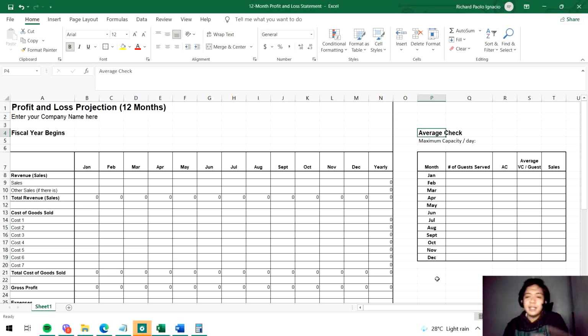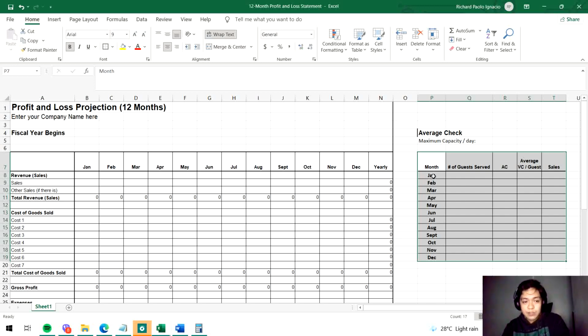And actually, hindi lang average check ang kinakompute natin dito. Dito sa table na to, you will see different months, of course. We have here January to December, same with this one. And then we have here number of guests served. AC is also considered as average check, average variable cost per guest, and sales.